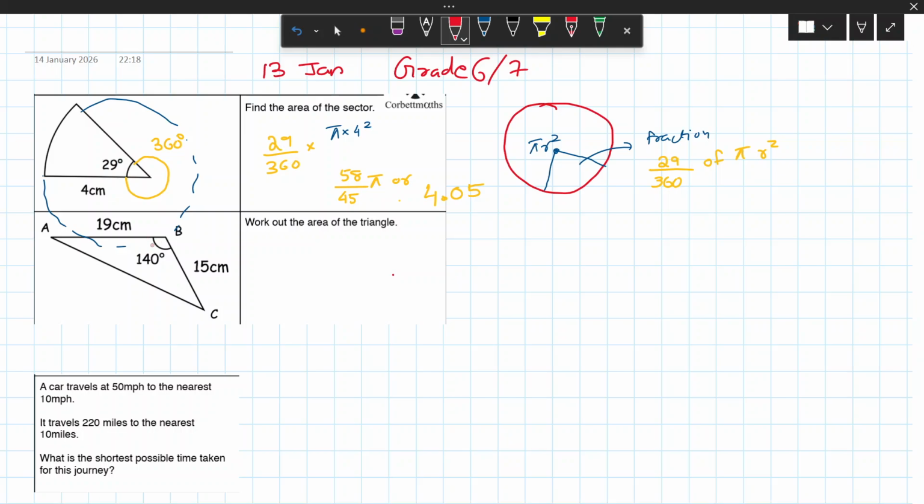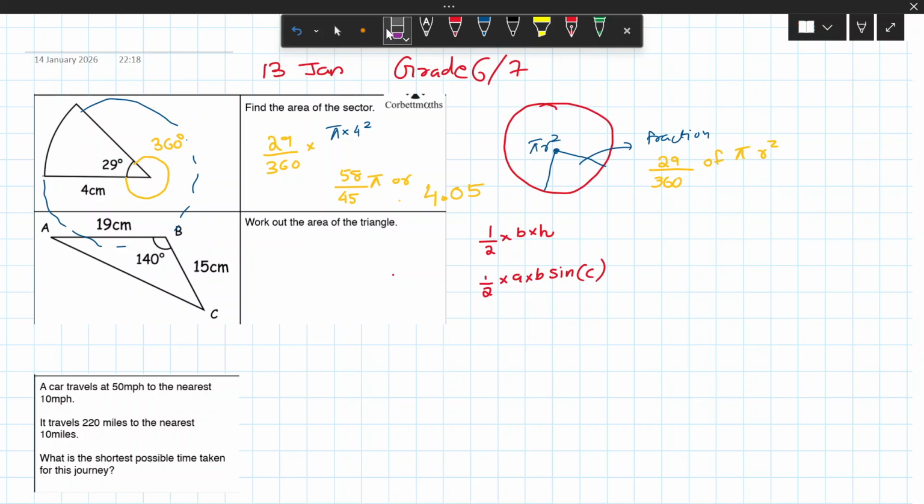Next question, work out the area of a triangle. If you want to work out the area of a triangle, remember there are two formulas that we use. One is our year 7 formula, half base times height. Then we have our GCSE formula, which is half a times b times sine of the angle C.